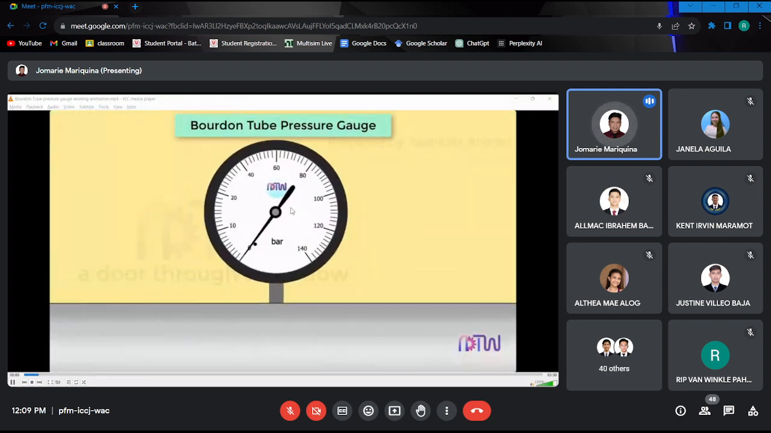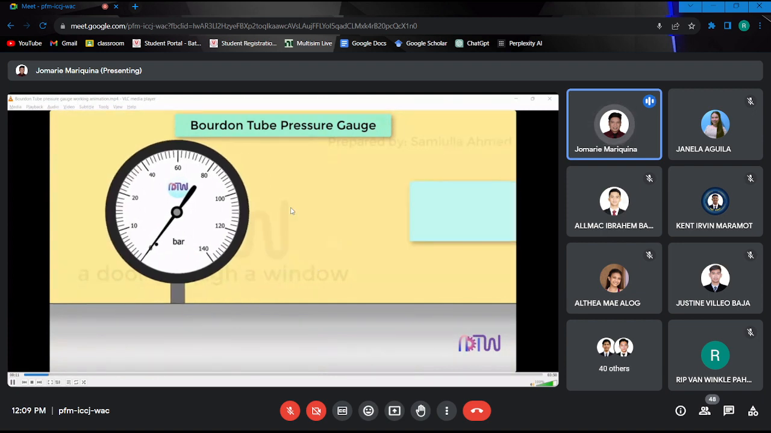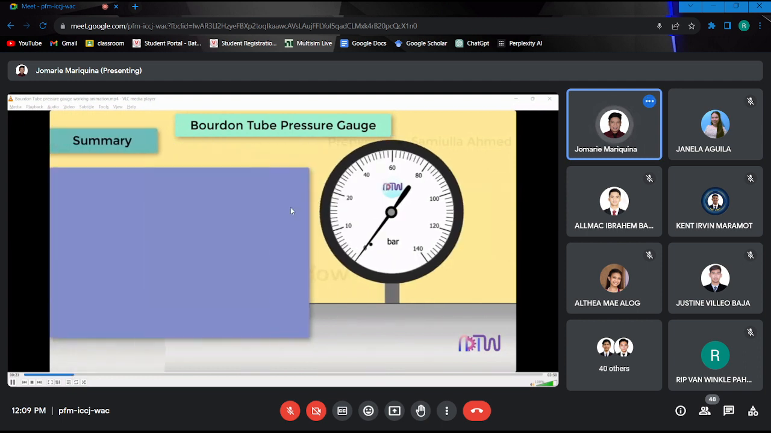Bourdon tube pressure gauge. Bourdon tube pressure gauges are used for the measurement of relative pressure from 0.6 bar to 7,000 bars. They are classified as mechanical pressure measuring instruments and thus operate without any electric power. This video will cover the following.